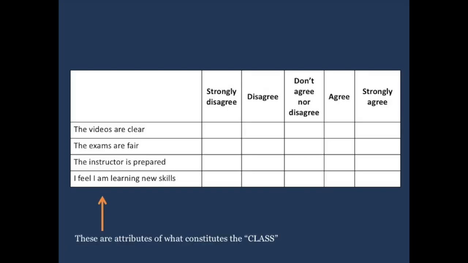Instead of using an ambiguous term like satisfaction, consider asking objective questions about the attributes of the service that you're evaluating. Going back to our example, instead of asking how satisfied are you with the class, I should ask questions that are specific about attributes of what constitutes a good class. For example, I could ask, are the videos clear? Are the exams fair? Is the instructor prepared? Do you feel like you're learning new skills?